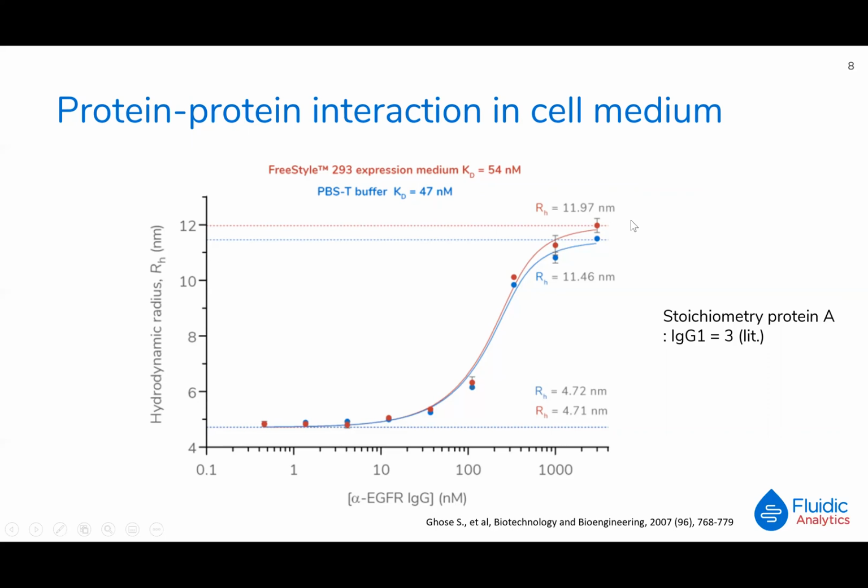Based on the final size measured, which was 11.5 nanometers, we could also tell the stoichiometry of binding. The hydrodynamic radius measured is too large to correspond to a one-to-one binding of protein A and IgG. And by comparing to simulated structures of protein A binding to IgG, we were able to infer the stoichiometry of binding to be about 3-to-1 IgGs per protein A.